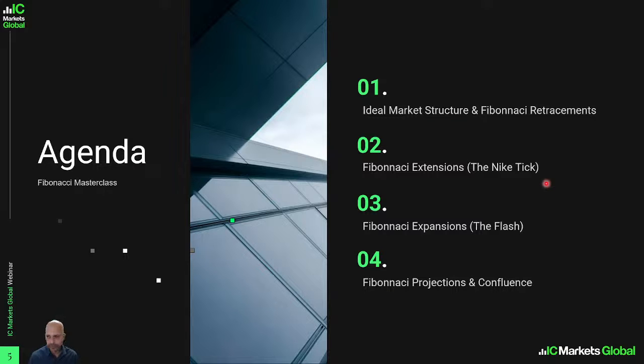Alright, okay. So we'll start off by looking at what is an ideal market structure as well as what is a non-ideal market structure, and then we'll start off with the basics of Fibonacci, which are the Fibonacci retracement levels. Then we'll look at the Fibonacci extension levels. Sometimes we like to call this the Nike tick as well. Then we'll look at Fibonacci expansions. We like to call this the flash, and then we'll look at Fibonacci projections and round up with the confluence.